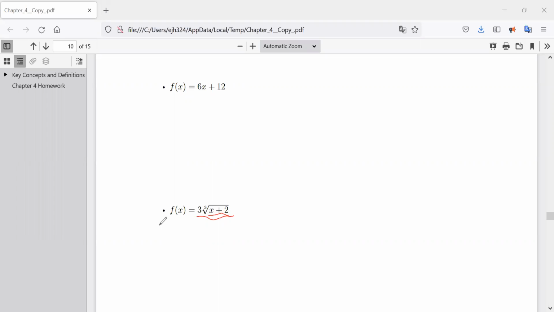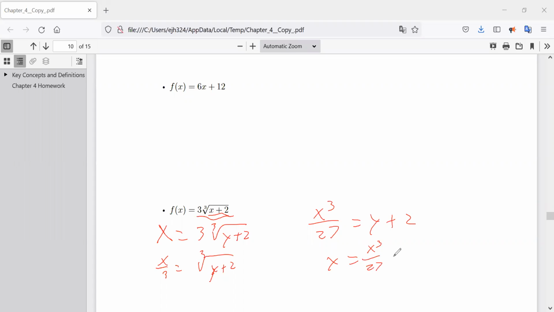So we do x is equal to 3 times the cube root of y plus 2. This becomes x over 3 is equal to the cube root of y plus 2. Now we cube both sides and we get x cubed over 27 is equal to y plus 2. We get y is equal to x cubed over 27 minus 2. Does that make sense?